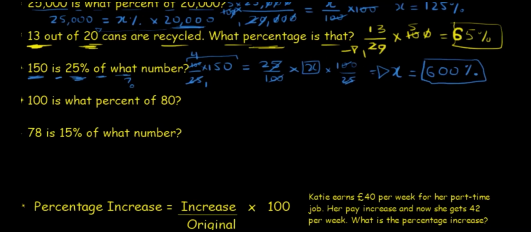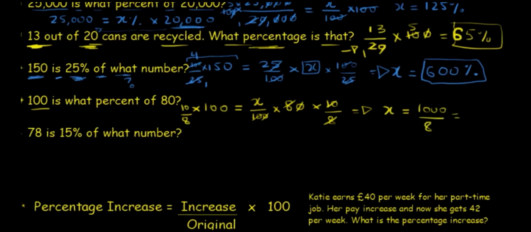100 is what percent of 80? So I'll say x over 100 times 80 equals 100. What I could do is, basically, this cancels out with this. So I'll multiply this side by 10 over 8, and I have to multiply the other side by the exact same thing. I can cancel the 8 with the 8 and the 10 with the 10. The only thing I'm left with is an x. X is equal to 1,000 over 8.